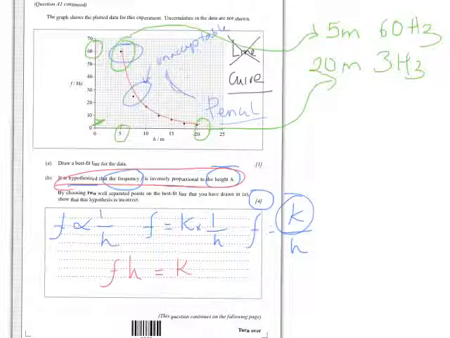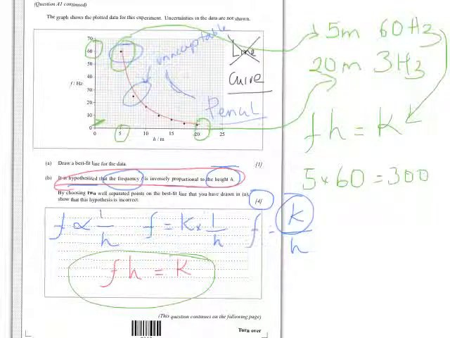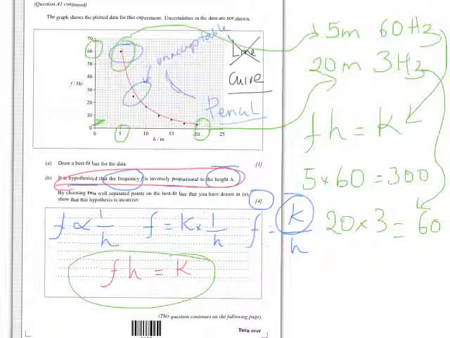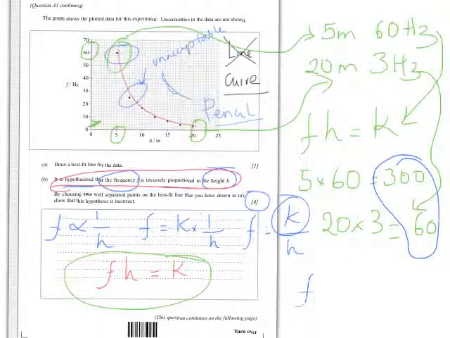Now let's see how these match up to the relationship F H equals K. If I do that with the first coordinates, I have 5 times 60 equals 300. And if I do it with the next set of numbers, 20 times 3 equals 60. They are not the same. So therefore, frequency and inverse height are not proportional.